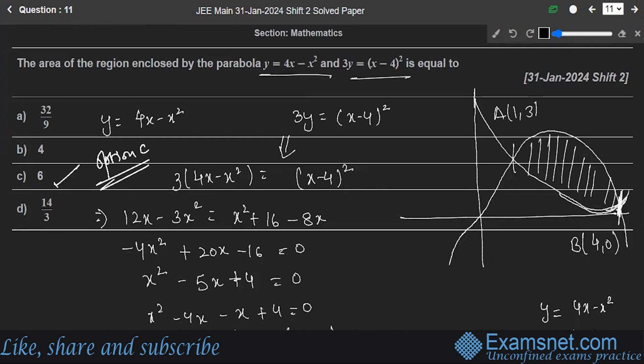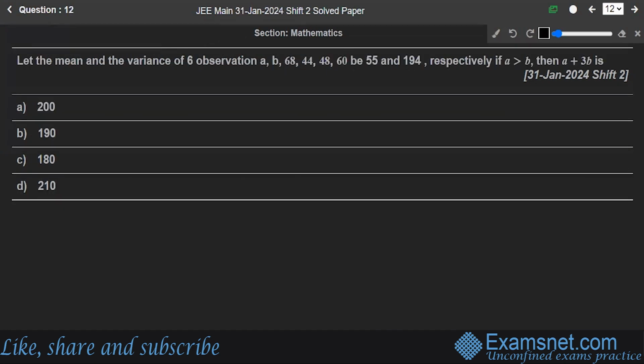Hope you're clear with this. Let's move to the next. Question number 12. Let the mean and the variance of 6 observations be 55 and 194 respectively. A is greater than B. You have to find out the value of A plus 3B. So the given series is A, B, 68, 44, 48, and 60.